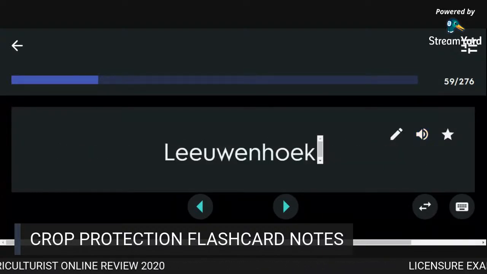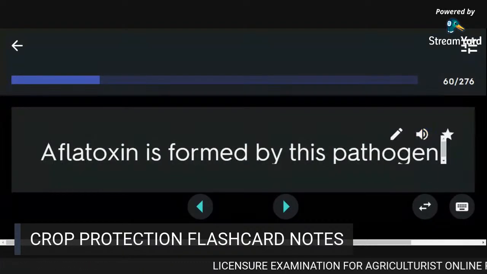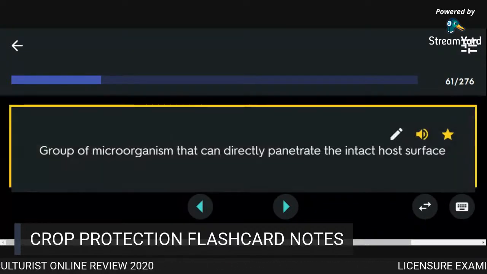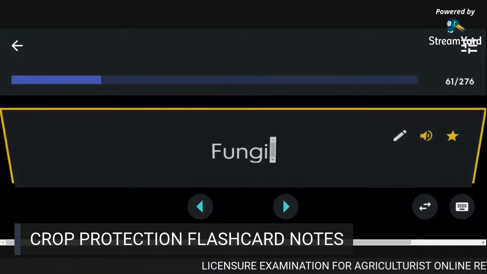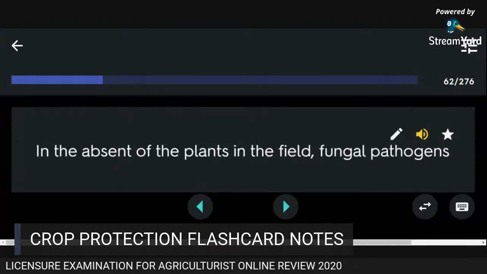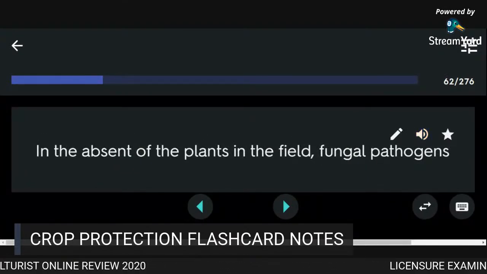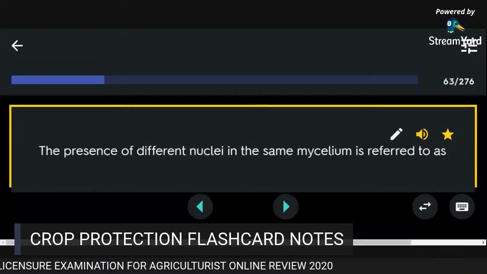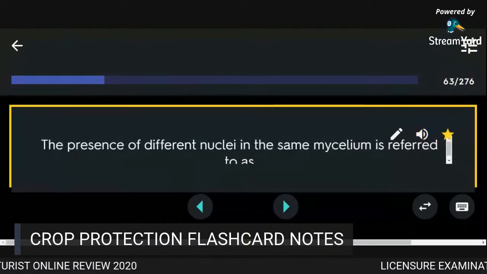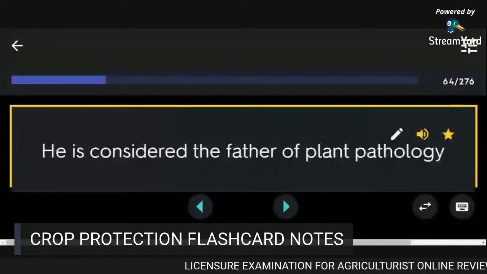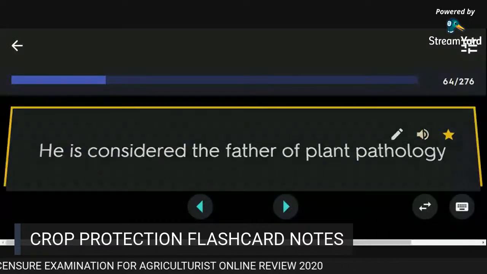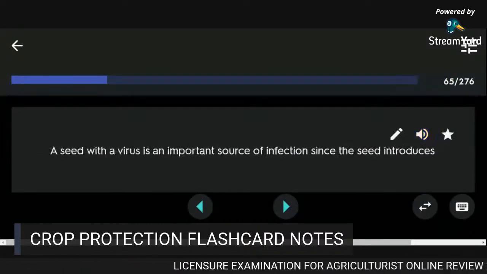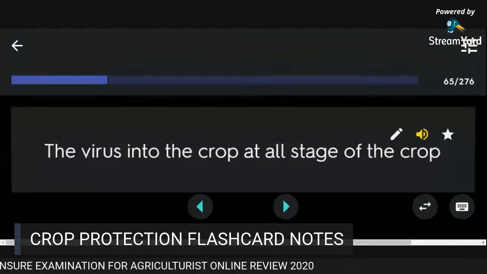Leeuwenhoek. Aflatoxin is formed by this pathogen: Aspergillus flavus. Group of microorganisms that can directly penetrate the intact host surface: fungi. In the absence of the plants in the field, fungal pathogens survive. The presence of different nuclei in the same mycelium is referred to as heterokaryosis. He is considered the father of plant pathology: Heinrich Anton de Bary. A seed with a virus is an important source of infection since the seed introduces the virus into the crop at all stages of the crop.